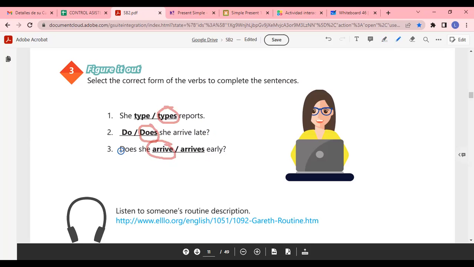¿Por qué? Porque aquí ya tenemos nuestro ayudante. Recuerden, does, que es con el cual automáticamente el verbo ya pasa a tercera persona. Entonces no debemos de agregarle esa s en pregunta, ¿ok?